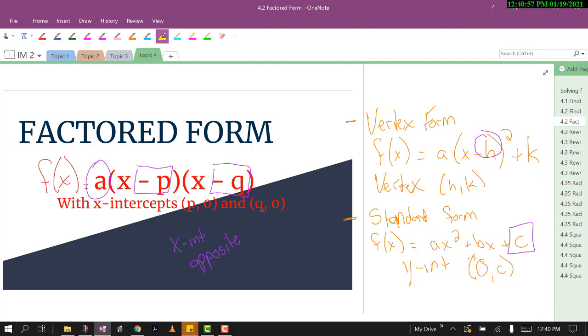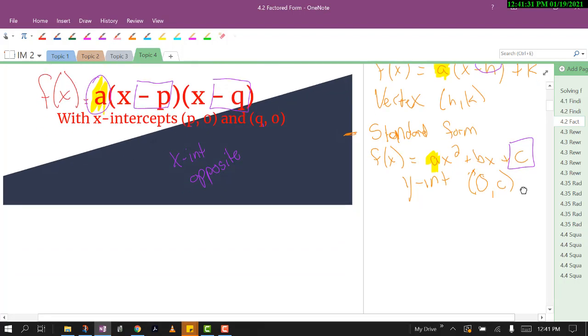So if we could get one equation in all three of these forms, we could figure out the vertex, the zeros, and the y-intercept, and we'd be able to have a good graph. Something else that I find neat: this a is the same as this a is the same as this a. So if we were to put them in different forms, that number stays the same, which is kind of cool. Alright, let's see how we can graph from factored form.